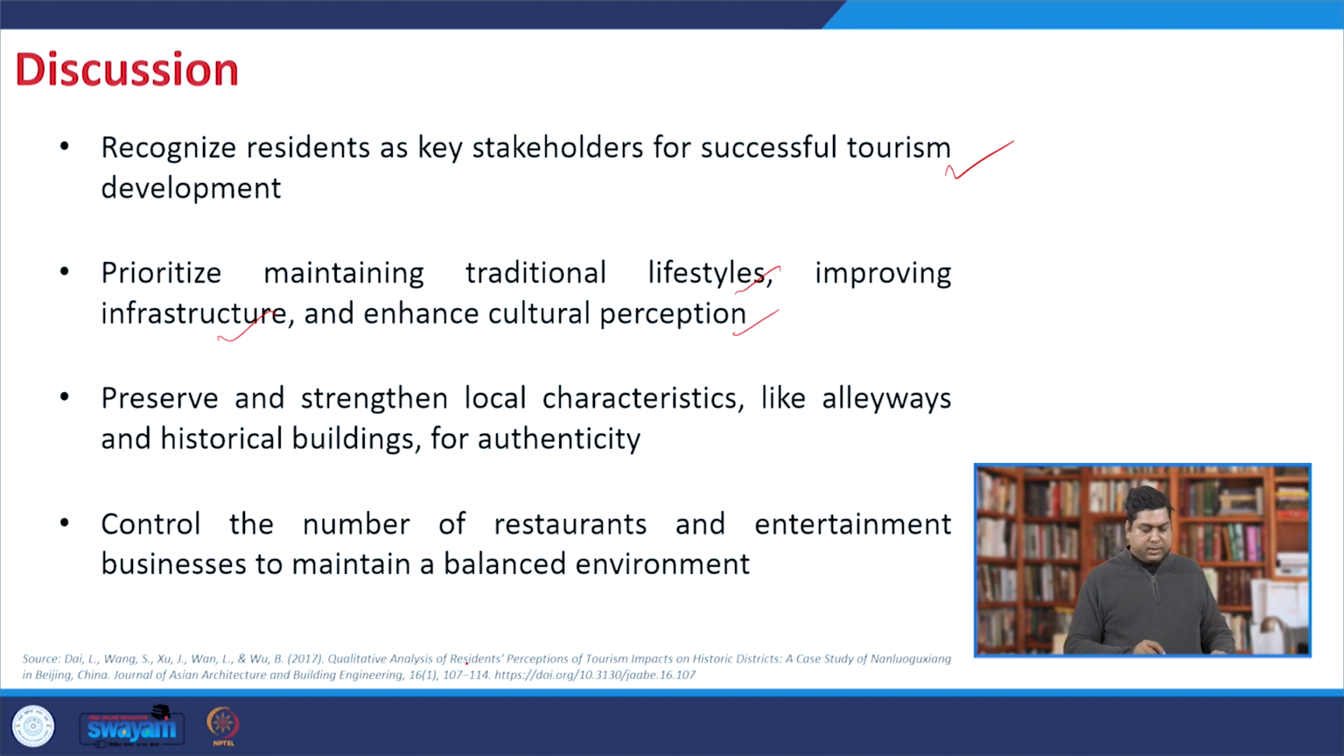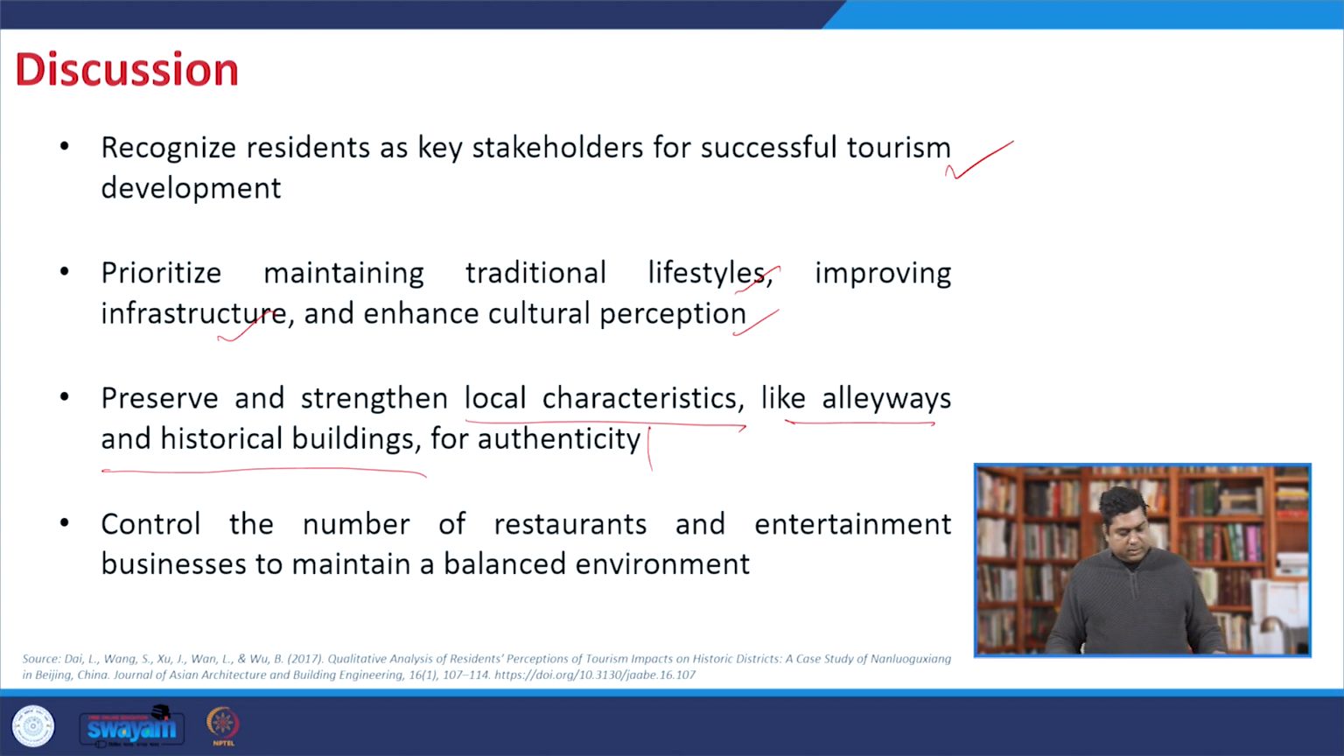They also suggested preserving and strengthening the local characteristics, like the alleyways and historical buildings, for authenticity. So, the identity of a location, definitely. When I started this discussion, the authors started with that particular background, that it is among the top 25 protected locations in Beijing. So, this is giving some identity, and that needs to be preserved.